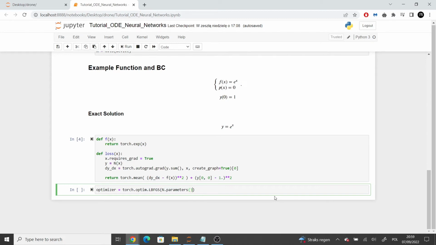If you want, you could also use a different optimizer, such as the Adam optimizer, which of course is a bit simpler, but then you should keep in mind that it requires more epochs, about 10,000. In this case, we can simply use 10. So let's train the model.